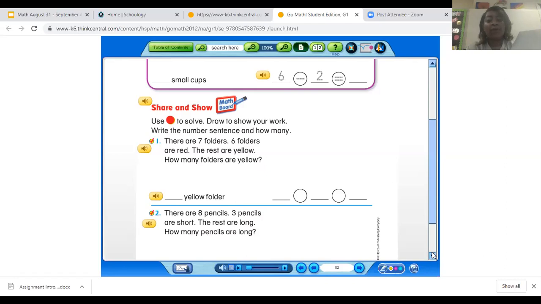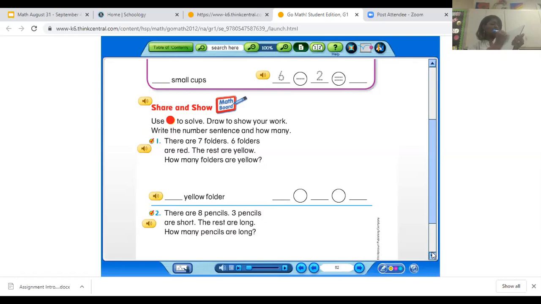There are 7 folders. 6 folders are red. The rest are yellow. How many folders are yellow? So let's see. We're trying to figure out how many folders are yellow. What is our total number of folders? 7. So I'm going to draw 7 circles to represent my 7 folders.